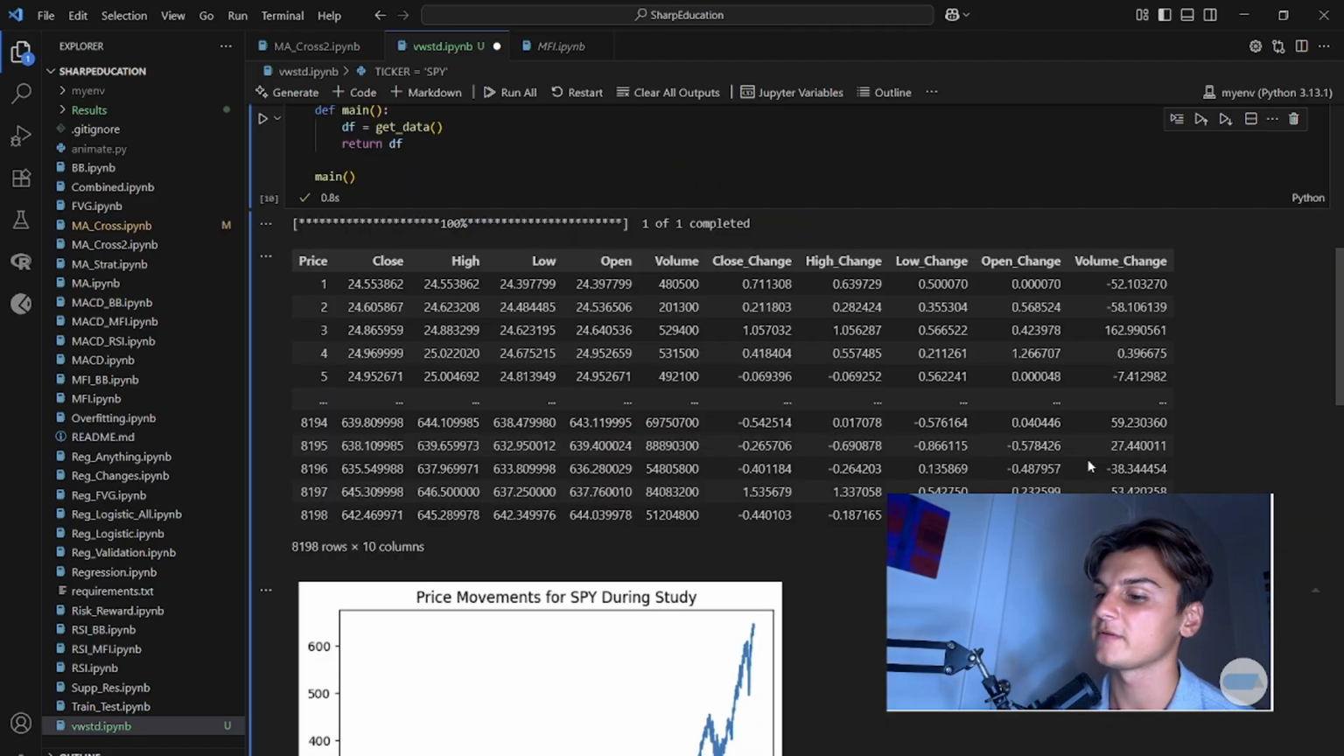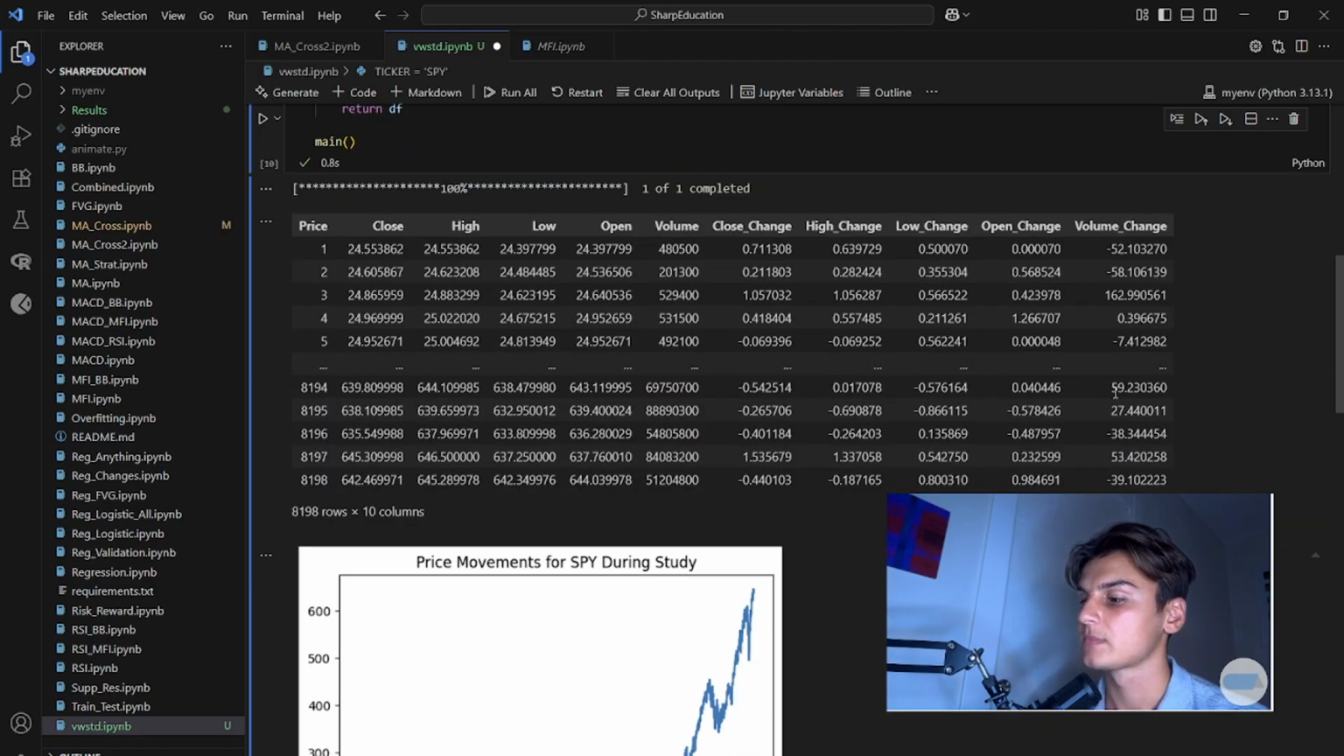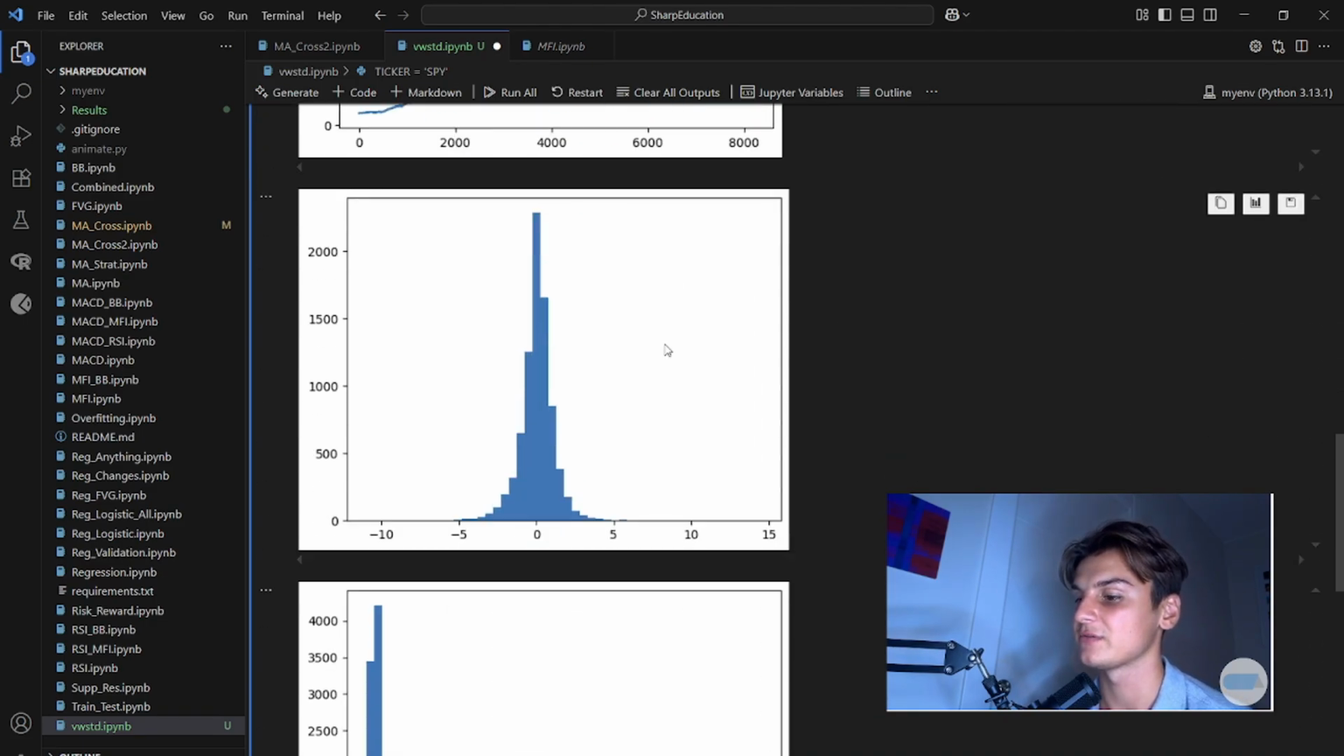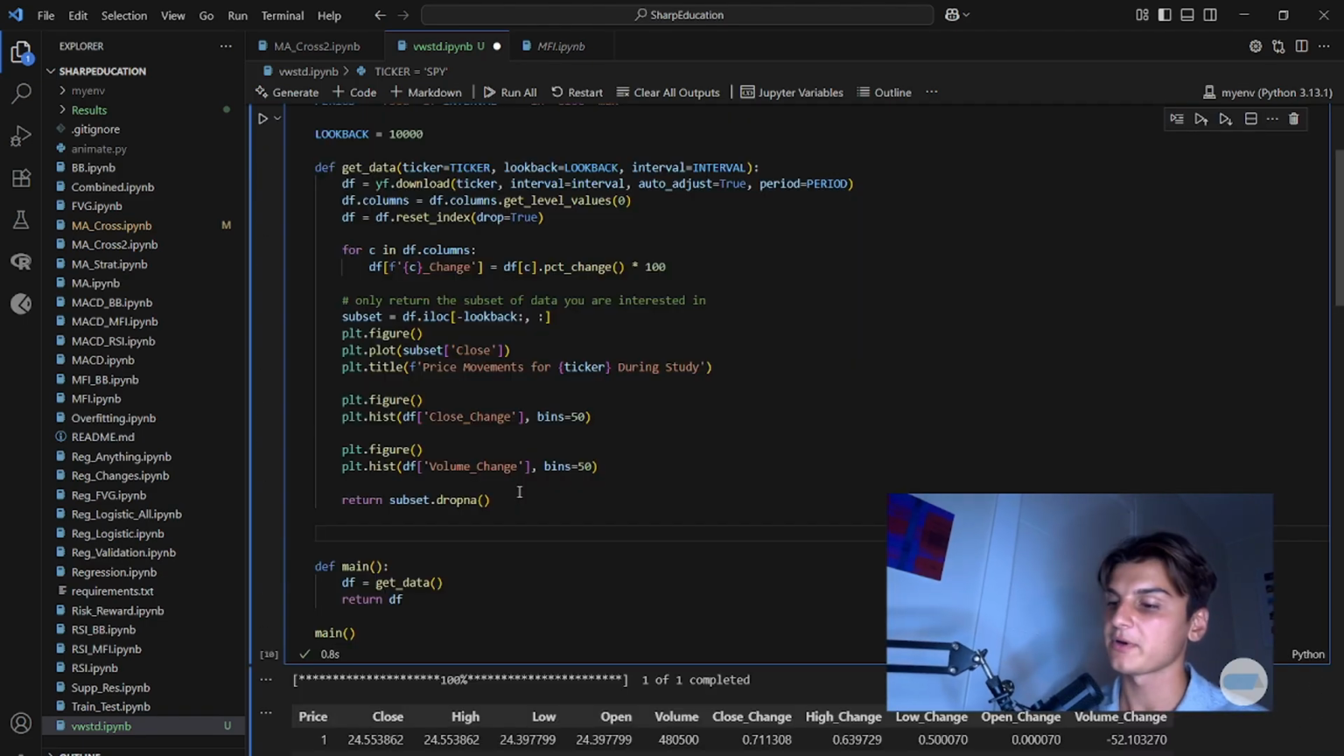Looks like volume can fluctuate quite a bit on a day-to-day basis. Wow. 48,000, 480,000, 201,000, 529,000. A lot of fluctuation in volume. Now here, I want to identify the strongest price changes and the strongest volume changes. So define big price movement.